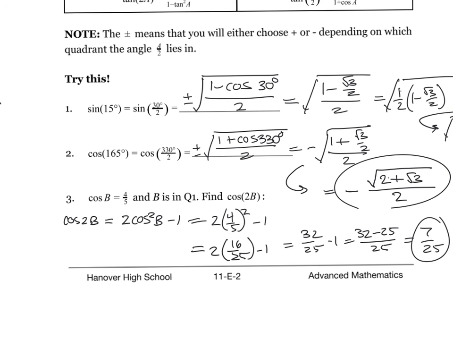You're walking down the street someday and somebody says, hey, what's the cosine of 2b if cosine of b is 4/5? And you're like, I've got this. All right. Okay, that's the end of chapter 11.